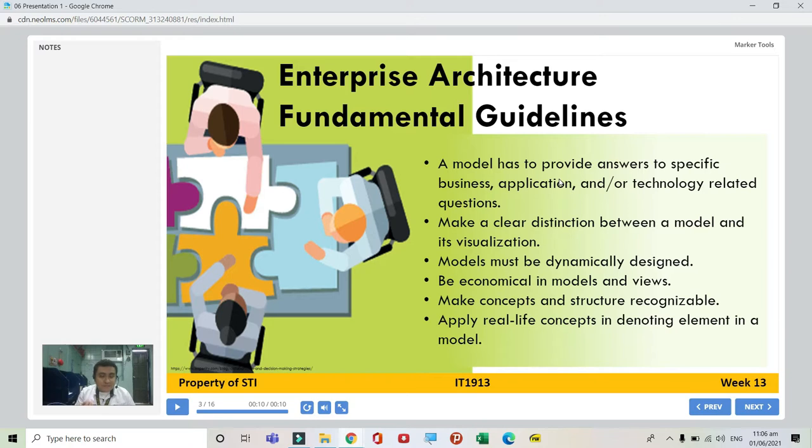by assessment, we already know how to create a model. The problem is how could we create a correct model, or follow, or create a model based on their standard. So to comply with that, they made guidelines. So first, we need to know when we can say that it's already an enterprise model. An enterprise model has to provide specific answers to business, application, and or technology-related questions.